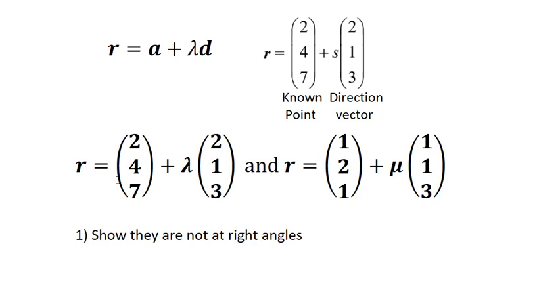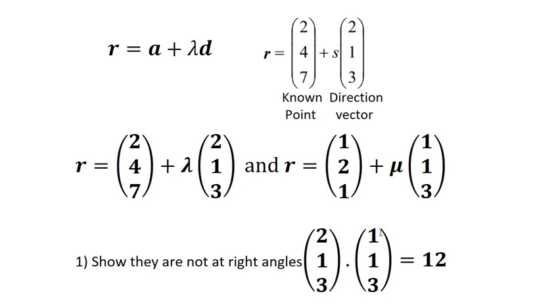And then it's just, do you understand what the equation of a line is? And which two vectors are we going to dot product? It's going to be the direction vectors. It's irrelevant that 2, 4, 7 happens to be on the line. What's important about right angles is what direction the lines are pointing in. So I dot product them, 2, 1, 9, added up, and you get 12. That is proof they are not at right angles.